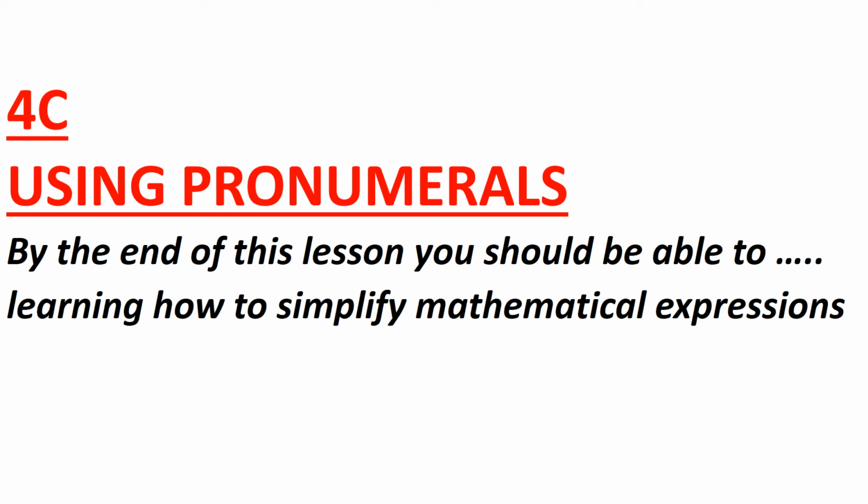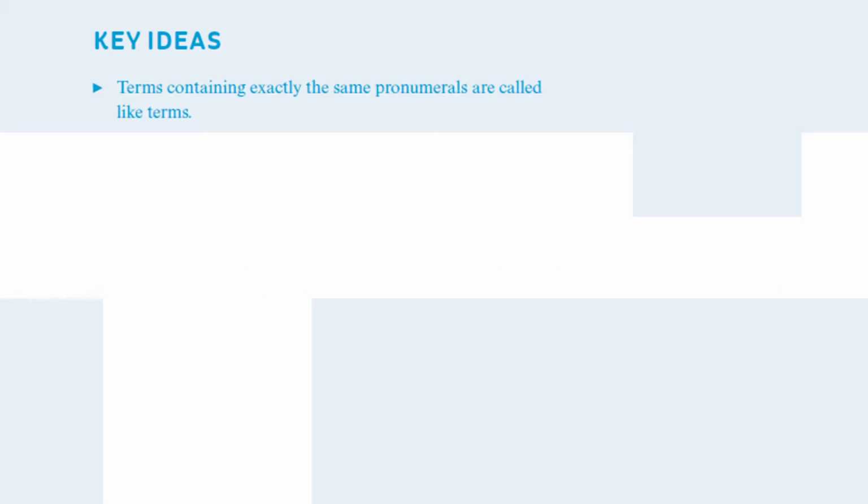Today's lesson is exercise 4C, using pronumerals. We're going to use pronumerals to simplify our mathematical expressions. We're going through some terminology. A term that contains exactly the same pronumeral as another term, we give them the name that they are like terms. Like meaning that they have something in common, something that is the same.